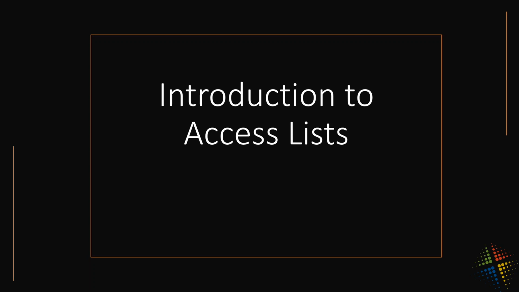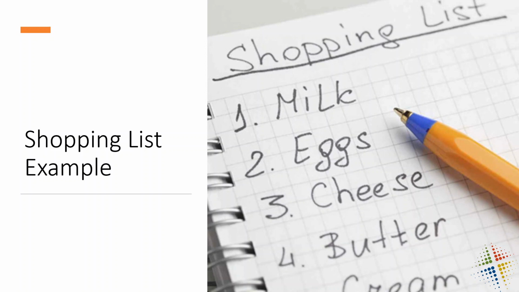Now, access lists, if you're not familiar, are basically rules that are used by firewalls or other network devices in order to approve or deny access to devices. And as the name says, it is a list of rules to provide access. So let's look at a parallel you might see, which is a shopping list.